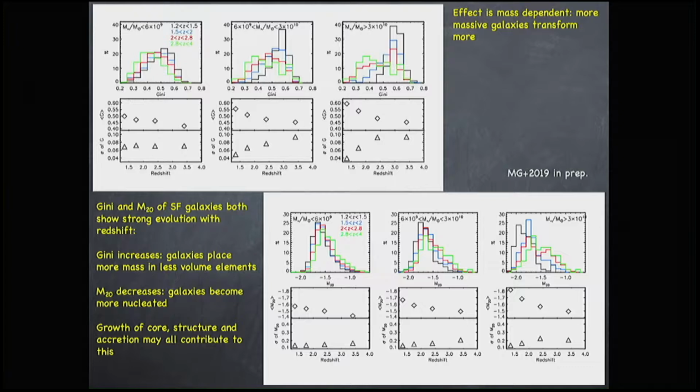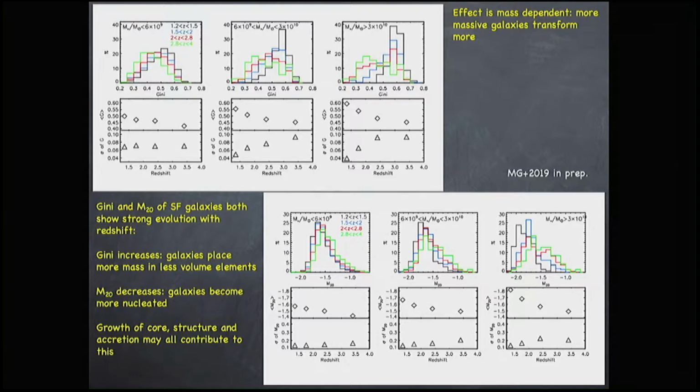What is the meaning of the Gini coefficient getting bigger? It means that as galaxies grow in size and grow in mass, they put more mass in those volume elements that were already richer in mass. They increase the inequality of mass distribution. And this is a mass-dependent effect. It's very pronounced at big mass, it gets less pronounced at small masses.